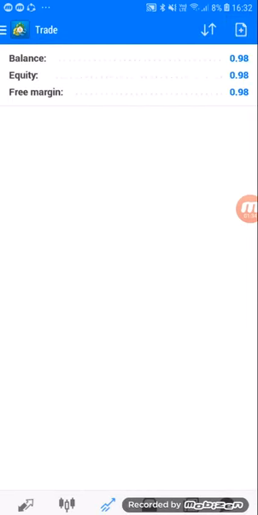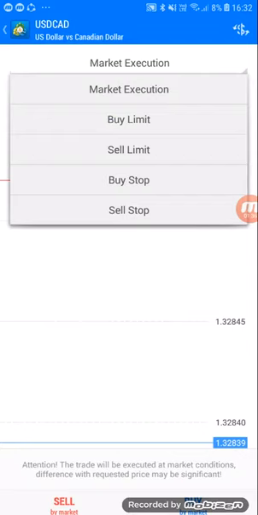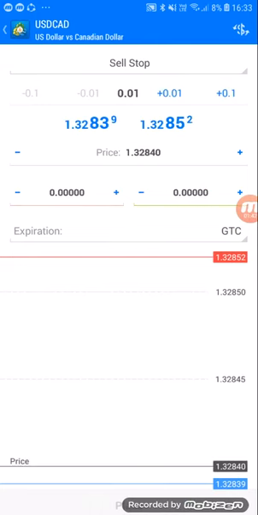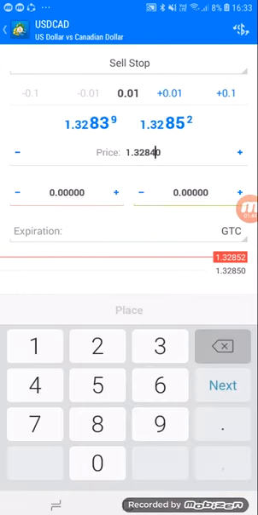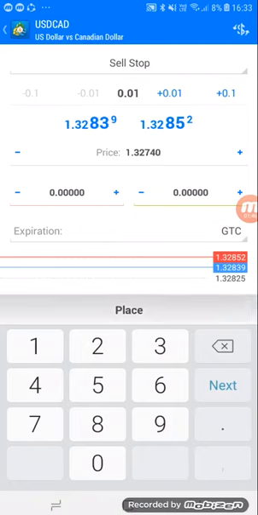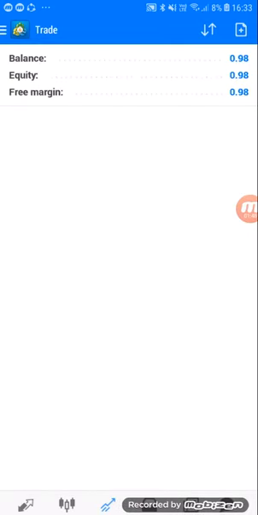Okay, afterwards you come this side, market execution, you put what? A sell stop. Okay, on your sell stop you click price. After clicking price, you put 740 here and then put your sell stop.